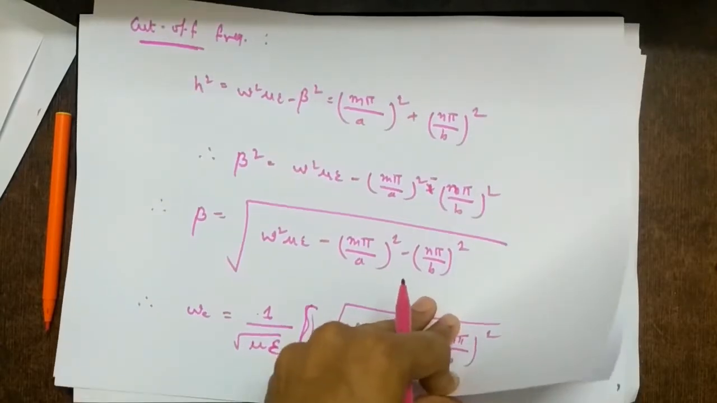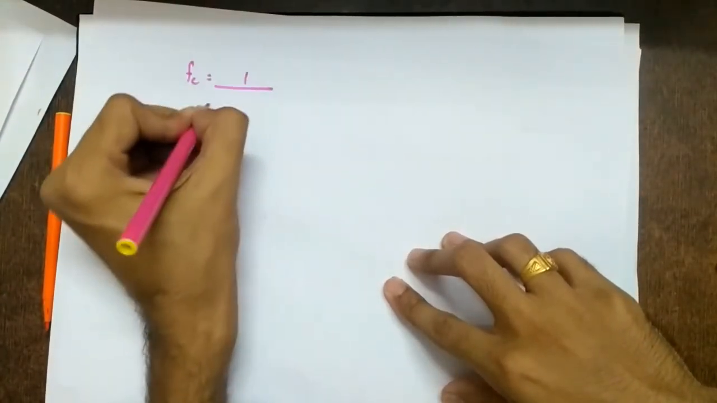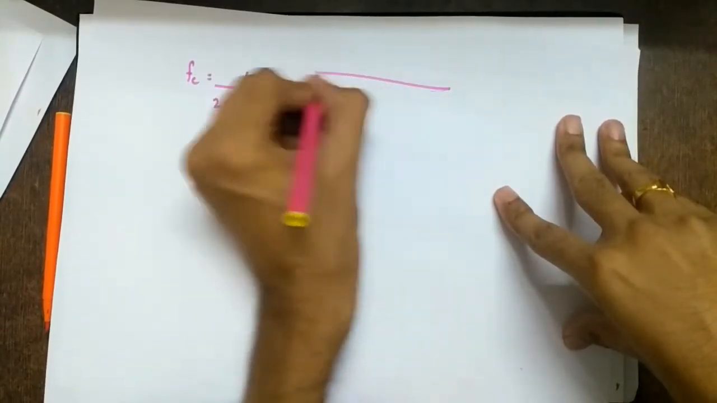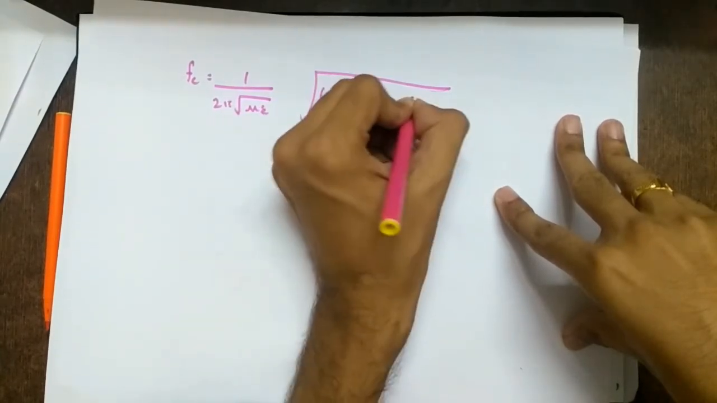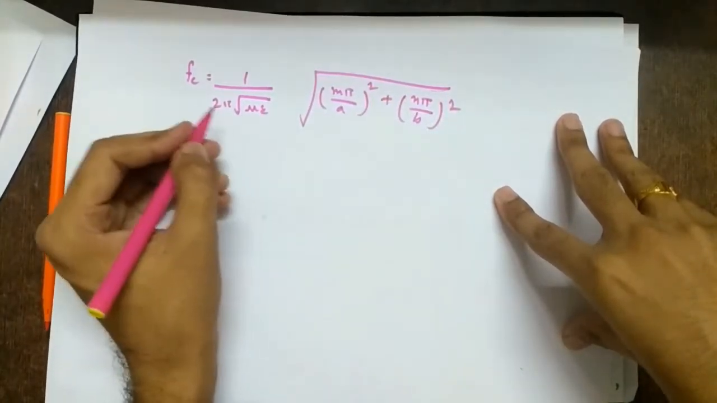So what will be fc? fc will be 1 upon 2π root με, times the square root of (mπ/a) the whole square plus (nπ/b) the whole square. So this is the cutoff frequency, right?